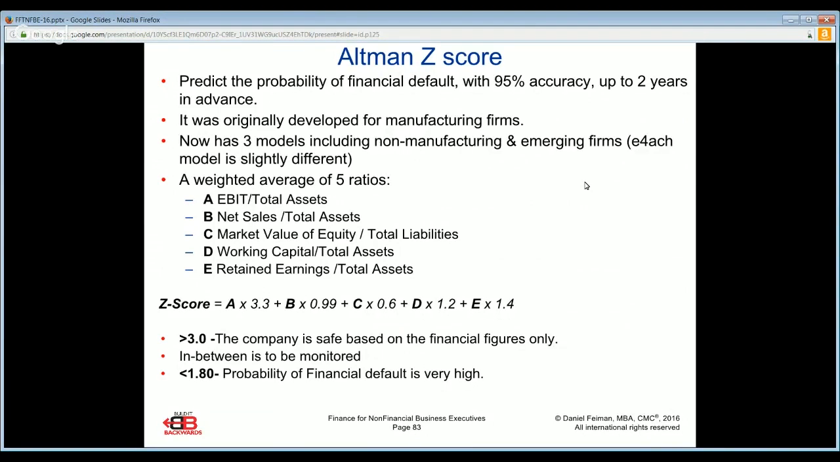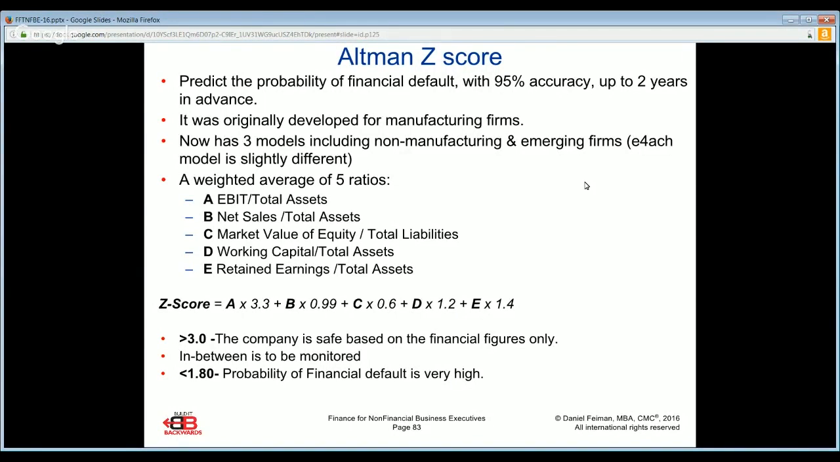And if you look at the ratios we're calculating, the denominator on 4 of the 5 is total assets. What do we have invested in the organization? And if you look at the weights, the relationship of operating profit to total assets, what are we generating from our assets, is about 3.5 times more important than the relationship of sales to assets. And it's over 5 times more important than the relationship of equity to liabilities. So the weights and the specific ratios are critical.